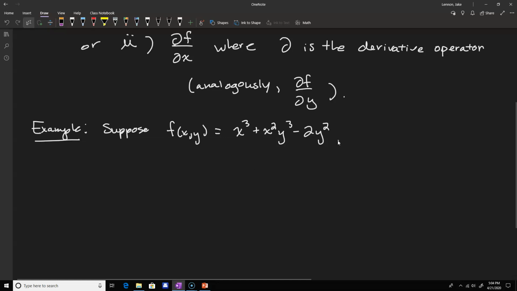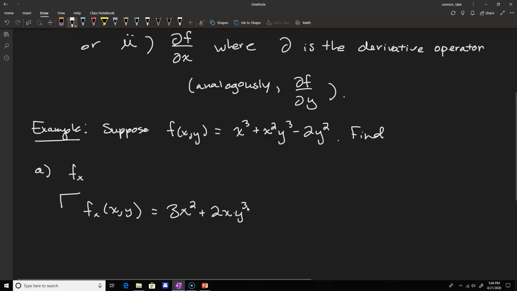Okay, so let's say first find the partial derivative with respect to x. So here, basically, f sub x of x, y, like I said, the derivative of x cubed would be 3x squared, and then the derivative of the x squared y cubed, we would have 2x times y cubed, and then the last, minus 2y squared, vanishes, so we just get that as the partial derivative.